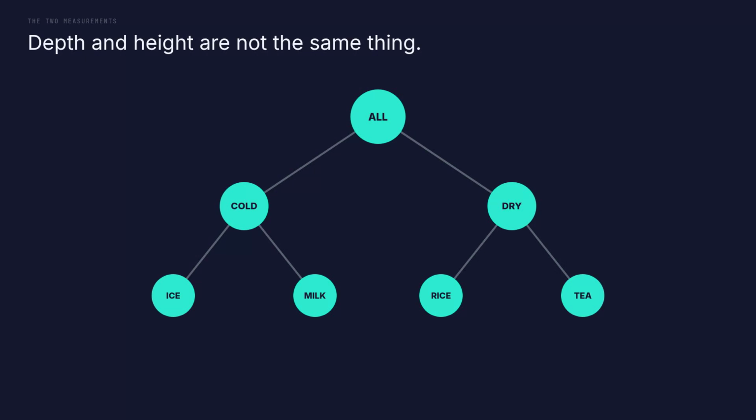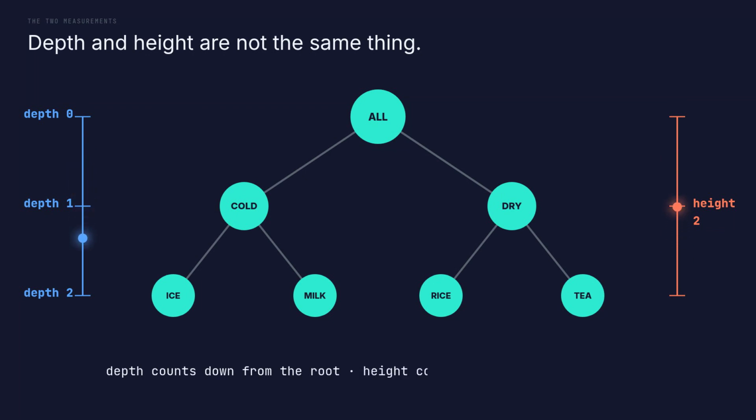Now 2 words people mix up constantly. Depth and height. Depth is how far down you are from the root. Root is depth 0, its children are depth 1, and so on. So depth belongs to one specific bin. Height is the other direction. It's how far up you go from the deepest leaf, which makes the height of this whole tree too. So depth counts down from the root, and height counts up from the bottom. Get those backwards in an interview, and you will feel it.